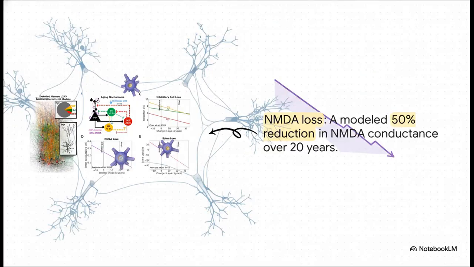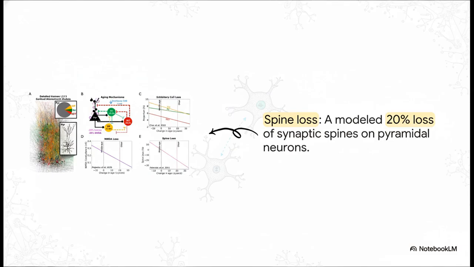The second mechanism addresses synaptic composition. NMDA receptors are critical for synaptic plasticity. Drawing from data published by Pegasiou and colleagues, the researchers modeled a 50% reduction in NMDA conductance onto pyramidal neurons over the simulated 20 years. And the third mechanism is structural. Based on imaging data from Patanjik and colleagues, the model included a 20% loss of synaptic spines on pyramidal neurons. This change doesn't just reduce synaptic connectivity, it also alters the passive membrane properties of the neurons themselves, which affects how they integrate signals.